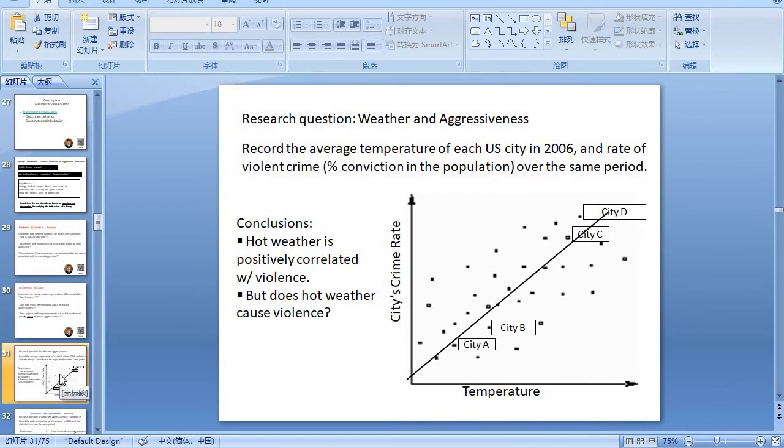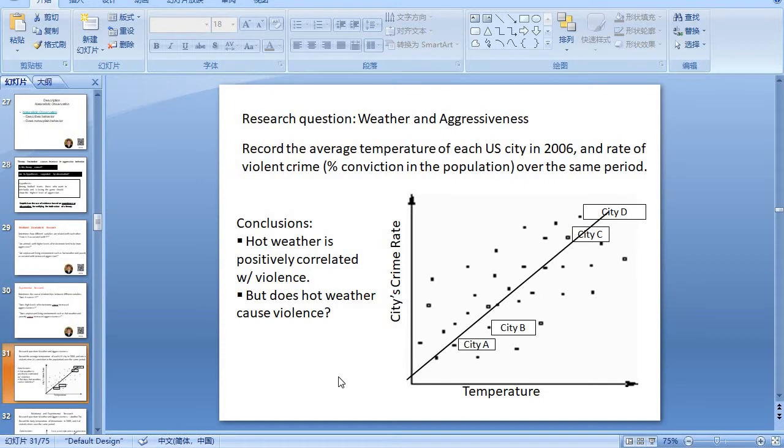Let's look at an example of a correlation research. I'm investigating the correlation between environmental temperature, basically hot weather, and aggressiveness. Aggressiveness is measured by a crime rate. How many crimes are recorded? How many fights are recorded in the city?